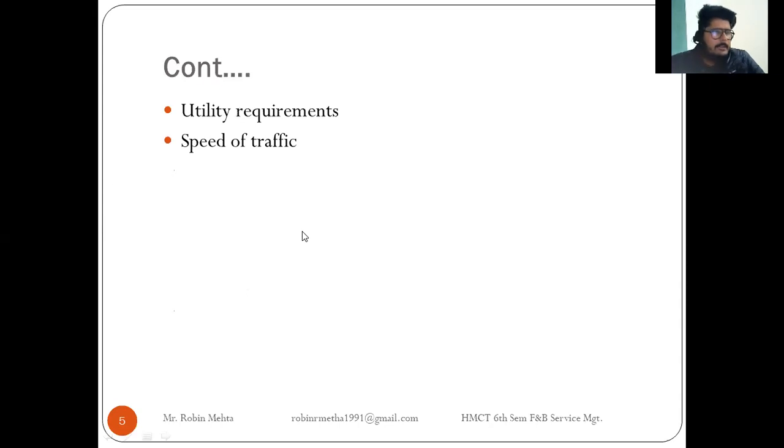Next is your utility requirements and speed of traffic. Utility requirements means what things you are taking from the market and which are very useful to you. And speed of traffic means how many guests are coming to your restaurant on a daily basis. Okay, it means whether the guests coming to our restaurant are enough for the restaurant or not. If not, then we have to try to make some changes, or try to pitch to other kinds of guests.